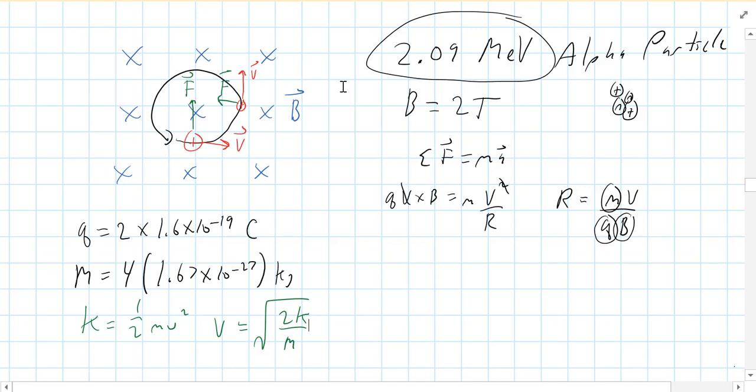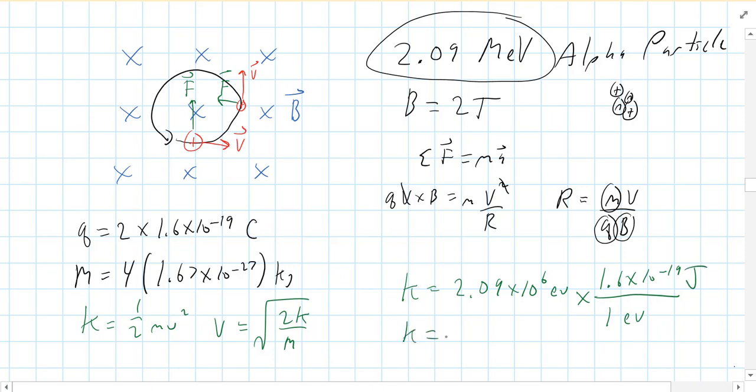However, we don't know what that is. We need to have that in joules. So the kinetic energy, we start with the 2.09. Now a mega is 10 to the 6th. So that's how many electron volts of kinetic energy that little particle has. And we got to convert that to joules. Well, 1 electron volt is 1.6 times 10 to the negative 19th joules.